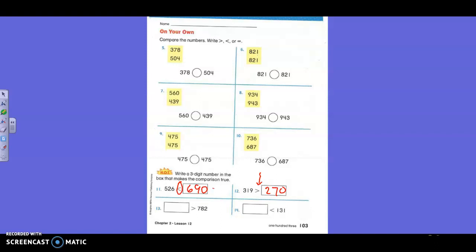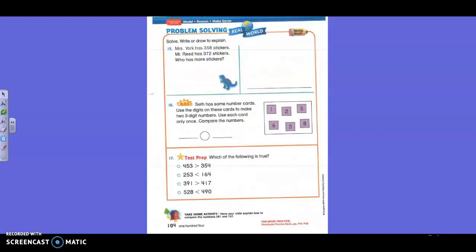I'm going to let you guys do these other 2. 13 and 14 on your own. Okay, let's look at the back real quick. Dinosaur. You can do this one on your own. You just have to compare the numbers. Who has more stickers? Miss York or Miss Reed?